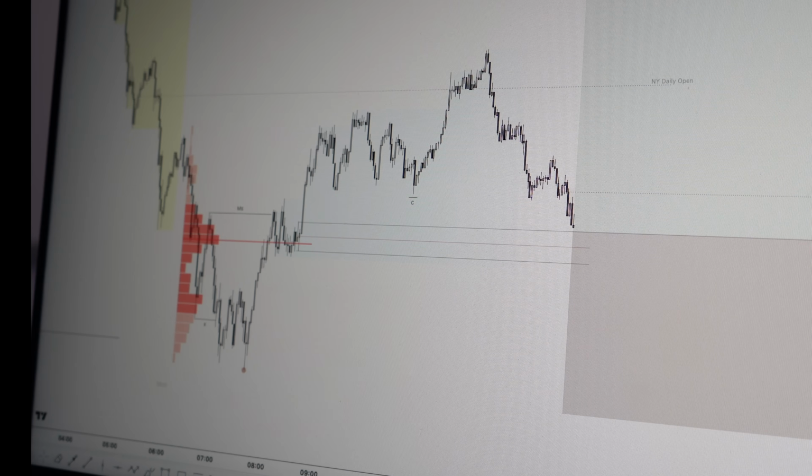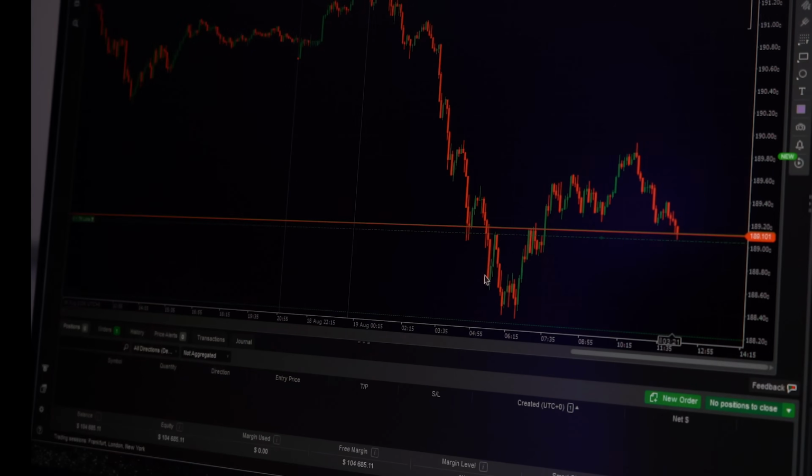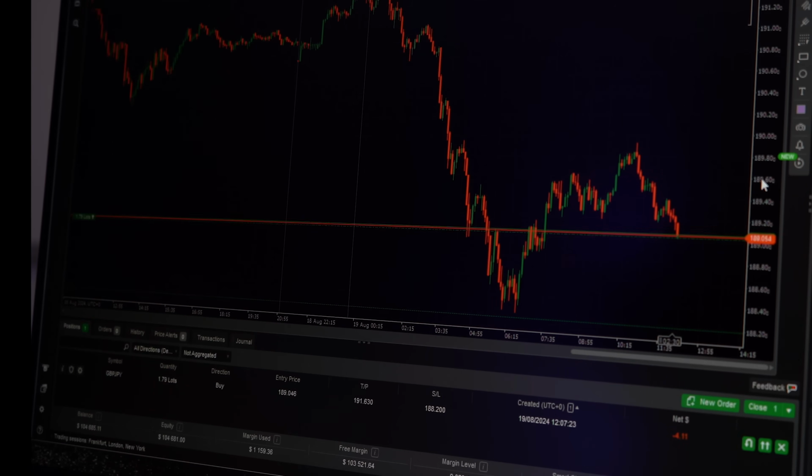So price is very close to the entry now. Let's see if we get the tag. Might have been tagged in actually. Yes, tagged in now. Tagged in on that account anyway. Let's check the other ones.